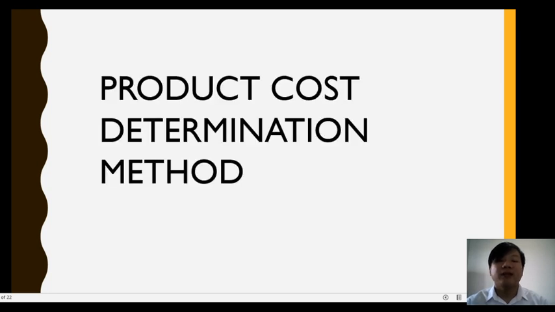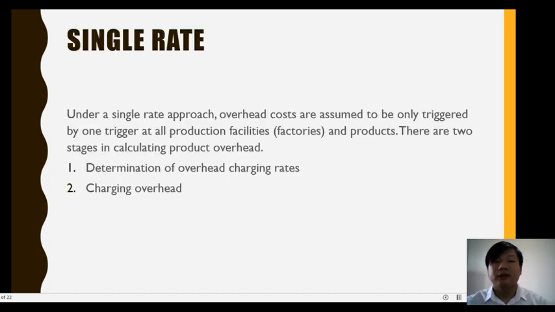Product cost determination methods. Single rate. Under a single rate approach, overhead costs are assumed to be triggered by only one trigger at all production facilities, factories, and products. There are two steps in calculating product overhead. First, determination of overhead charging rate. Second, charging overhead.